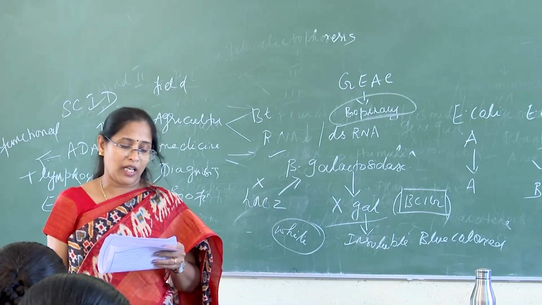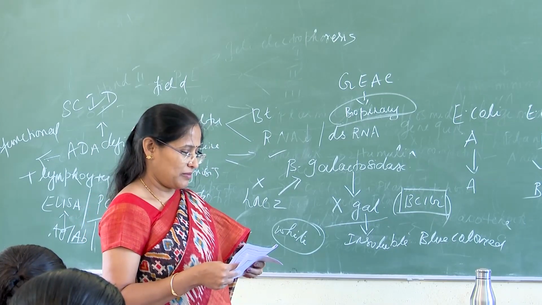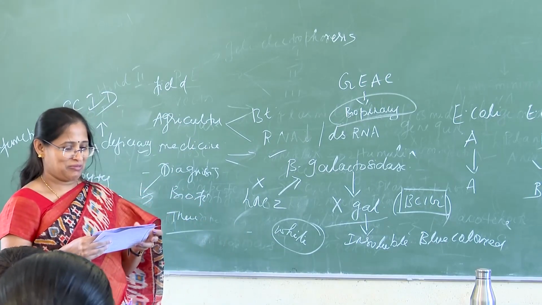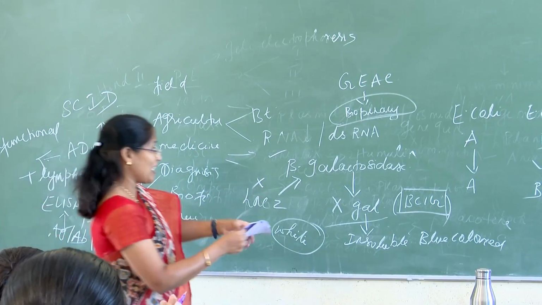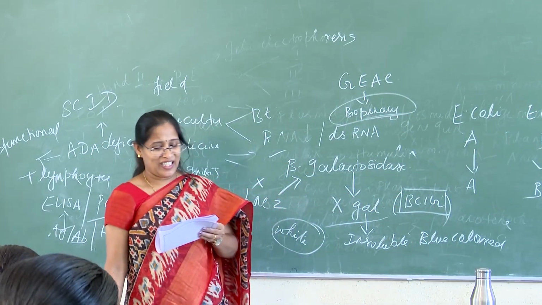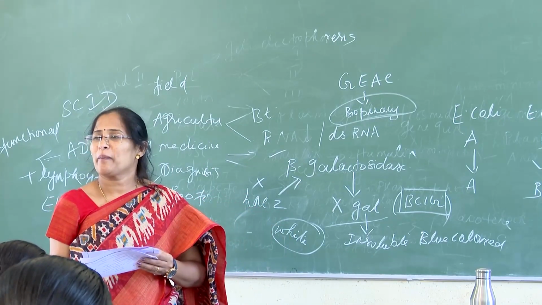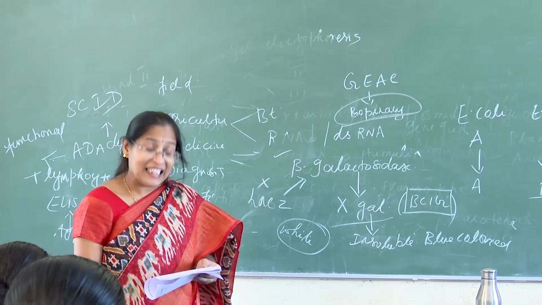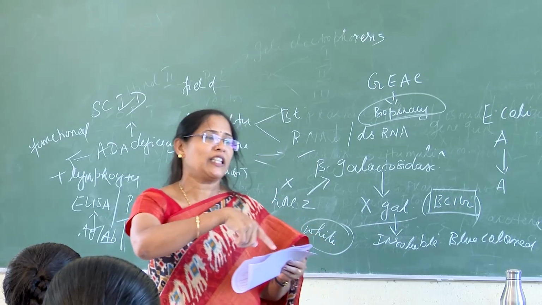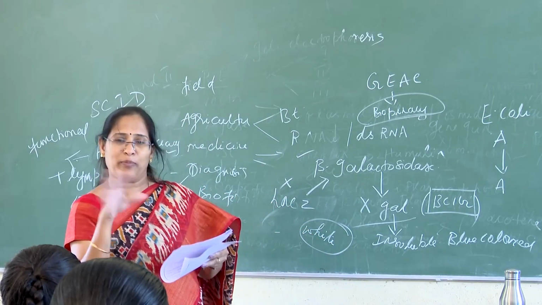Humulin is prepared by which type of option? B. Clostridium. Did I write Clostridium? I wrote E. coli A, E. coli B. But he is very smart. He has given Entamoeba coli. What is Entamoeba coli? It will cause amoebic dysentery. It's a protozoan, but it will not cause that. It is Entamoeba histolytica, but the same protozoans.